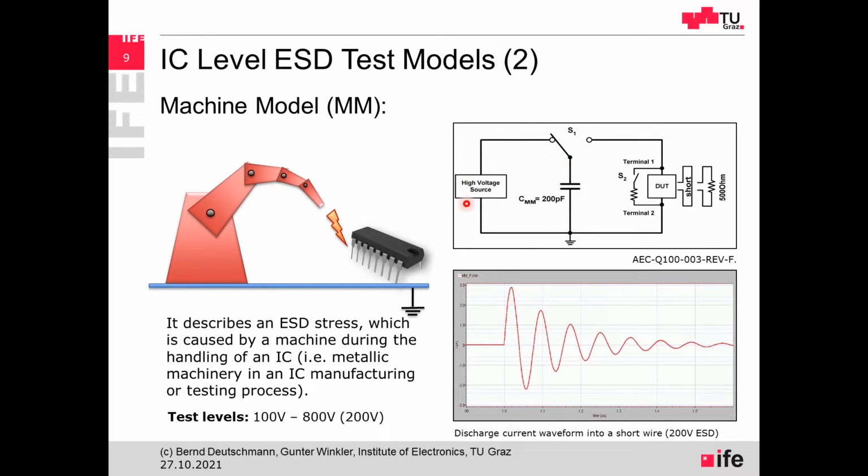This capacitor is also charged up by this high voltage source to a certain value. So this AEC Q100 standard defines levels from 100 volt to 800 volt. So usually test levels are 200 volt, for example. And then this capacitor is more or less directly discharged into the IC, into the device on a test. And then the discharge current looks very often like this.